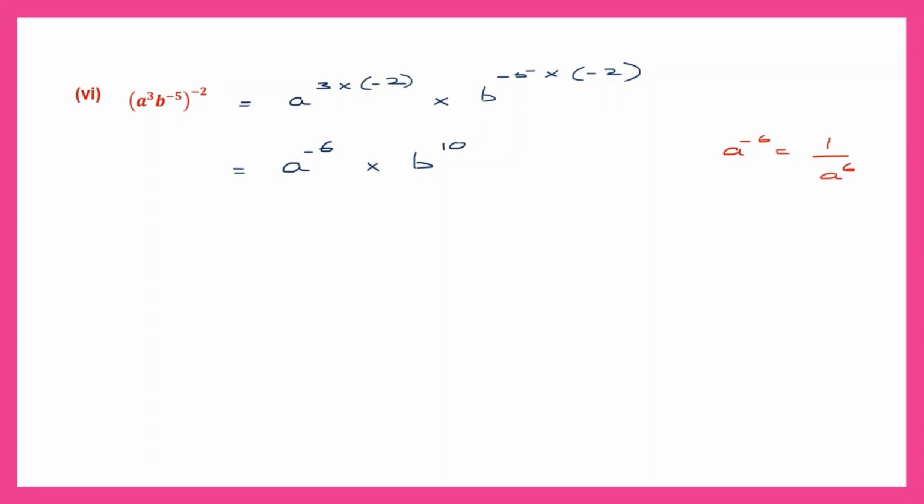So let's do that here. So here 1 by a to the power of 6, straight away we can write as 1 by a to the power of 6 into b, which is already positive, so b to the power of 10. So this will be 1 into b to the power of 10, which is b to the power of 10 by a to the power of 6. So this is our final answer, b raised to the power of 10 divided by a raised to the power of 6.